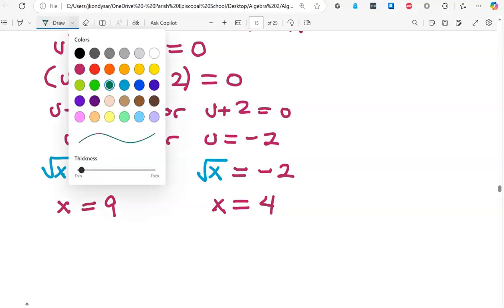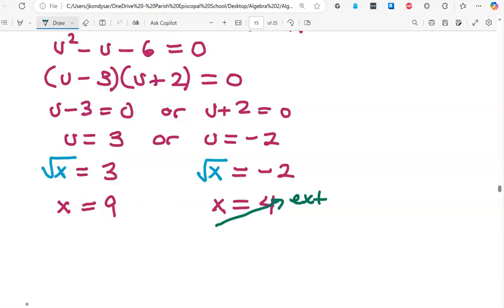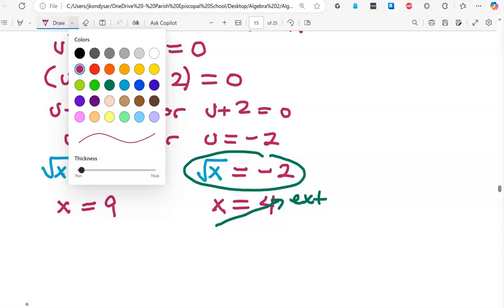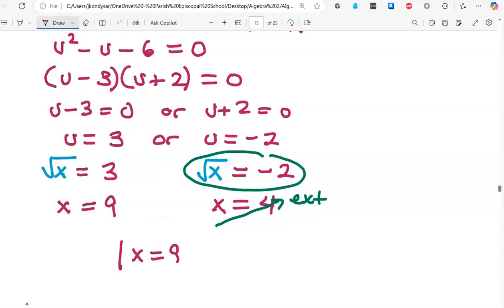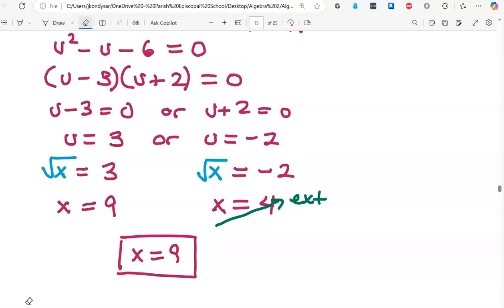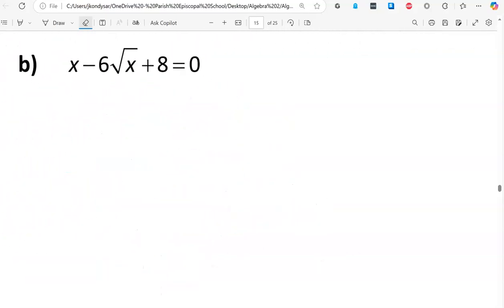However, this solution is an extraneous solution because, take a look at this equation, the square root of 4 is not equal to negative 2. The square root of a number can never equal a negative number. So we're going to reject that solution, and we're just going to accept the final answer of x equals 9. Be sure to box your solution so we know which is the final answer. And I'm going to uncircle this one that I emphasized here just so that we know that that's not a final answer. All right, let's take a look at B.